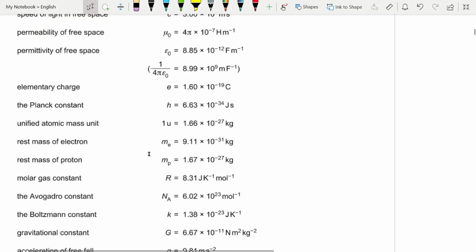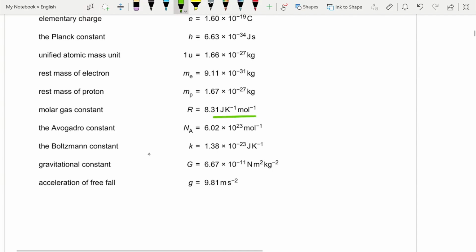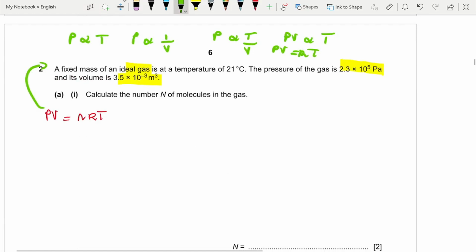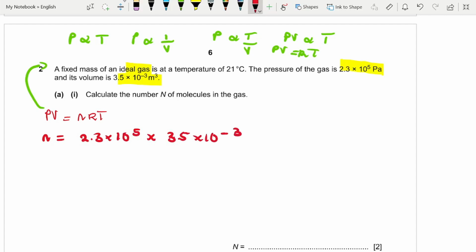I think if you look over here, this is your value of R, 8.31. Use your data booklet, guys. If you want to find the number of moles, the number of moles is going to be our pressure, which is 2.3 times 10 to the power of 5, multiplied by our volume, which is 3.5 times 10 to the power of negative 3, and we're going to divide by the value of R, which is 8.31. And then we're going to multiply by the temperature. Remember to convert it to kelvins, otherwise you're going to upset Lord Kelvin.